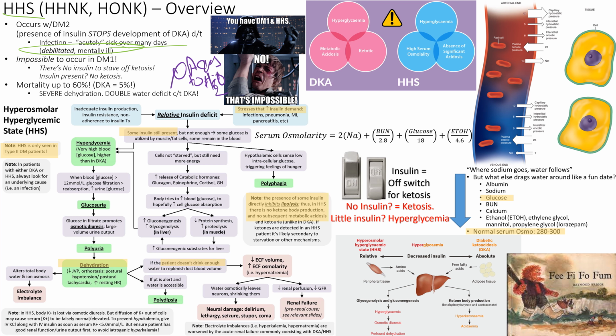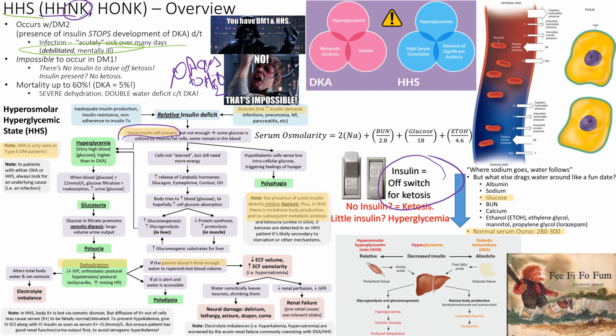Okay, so do they release insulin? Yeah, they still release insulin. Otherwise, if they didn't release insulin, what would happen? They would go into DKA, right? Because what is insulin? Insulin is the off switch for ketosis. If there is insulin present, I do not get ketones, right? HHS used to be called HHNK, non-ketotic, which made perfect sense. Let's explain exactly what it is. It's hyperglycemic, hyperosmolar, non-ketotic syndrome, right? There's no ketones because I have insulin present.